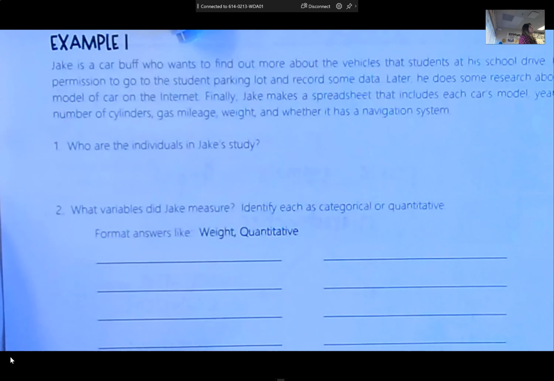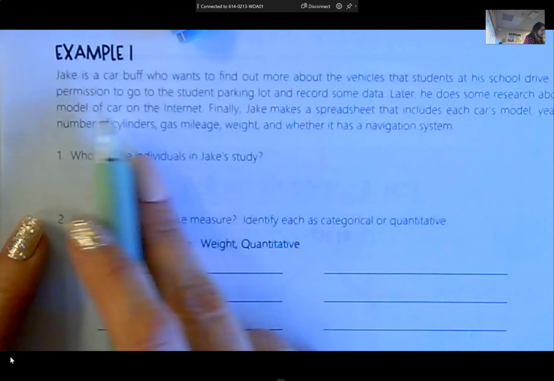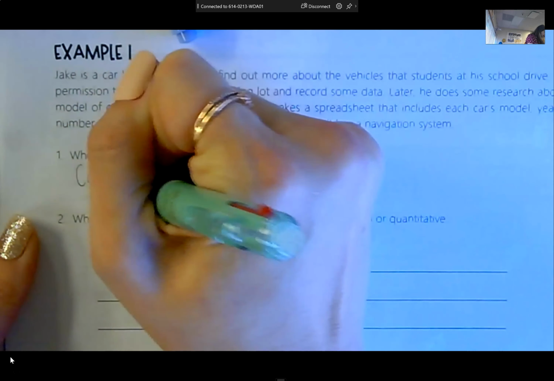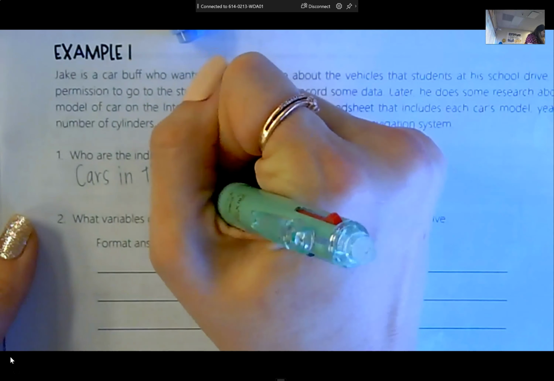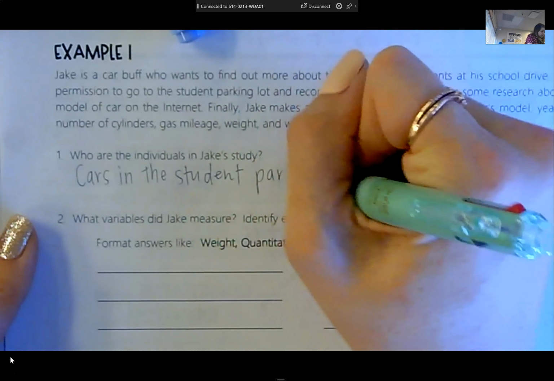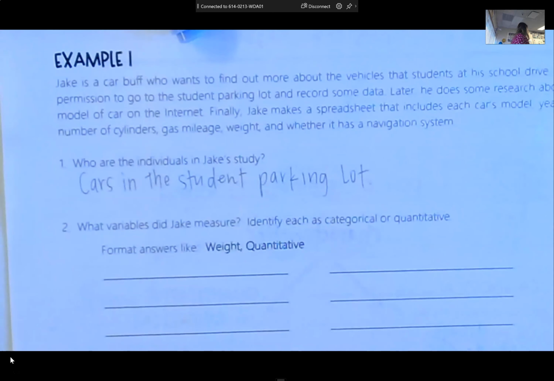Not students. The cars, and even more specifically, what cars? In his parking lot. So who are our individuals? The cars in the student parking lot. And you guys are used to this from our sampling unit, where when we had to talk about the sample and the population, we had to be as specific as humanly possible.